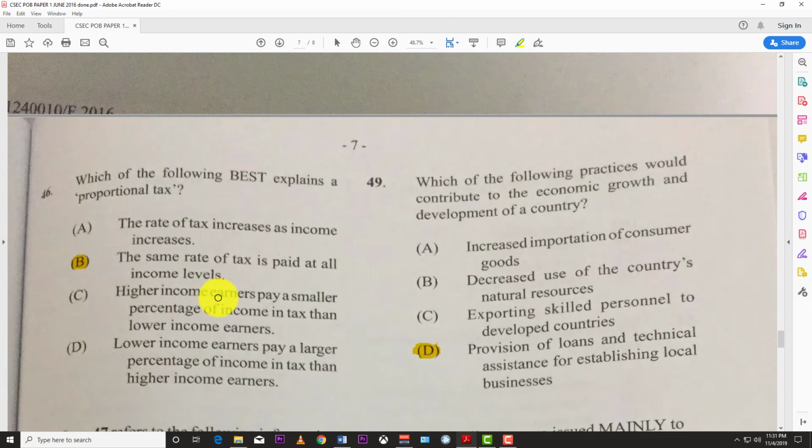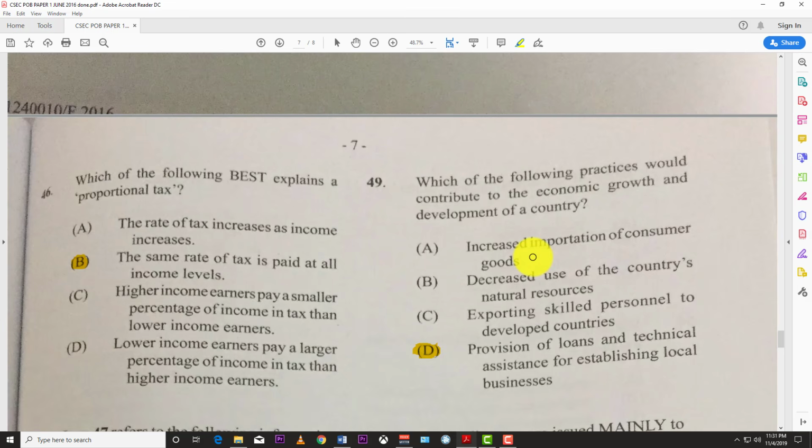49. Which of the following practices would contribute to the economic growth and development of a country? And the best answer here is D, the provision of loans and technical assistance for establishing local businesses that can lead to economic growth and development. Now let's look at the others. Increase importation of consumer goods. No. If you increase importation, that's not beneficial to the country. That's for the overseas country that's exporting.